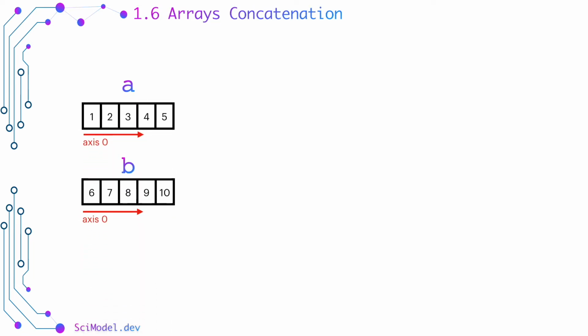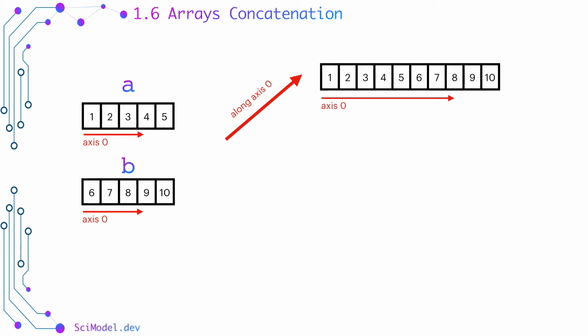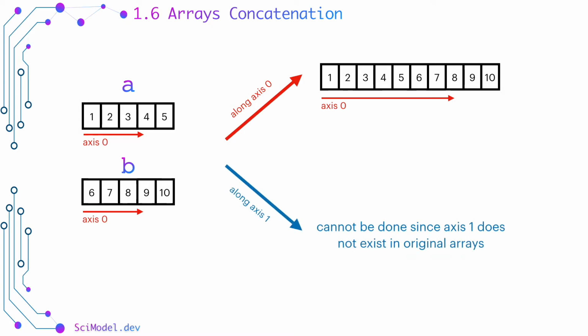NumPy allows you to join a sequence of arrays along a specified and strictly existing axis. For example, concatenating one-dimensional arrays A and B along axis 0 results in a new one-dimensional array having the same values as A and B along axis 0. It is important to note that those arrays cannot be concatenated along axis 1 since both arrays A and B do not have axis 1.